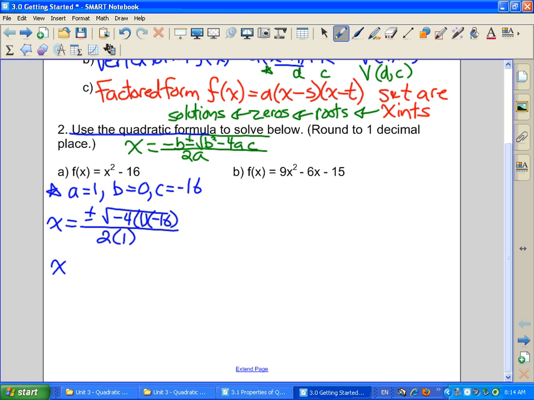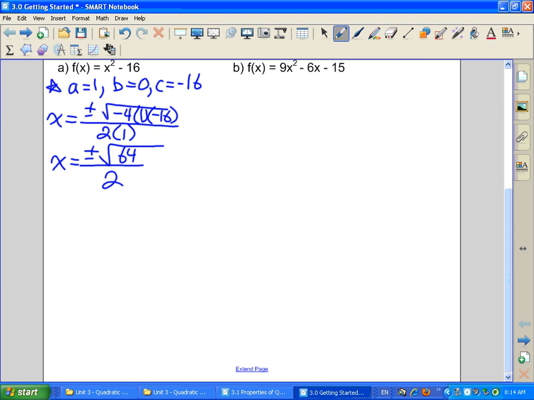Okay, let's simplify this through. So we've got plus or minus under the square root. If you use your calculator, you'll get 64, divided by 2. Simplifying more.